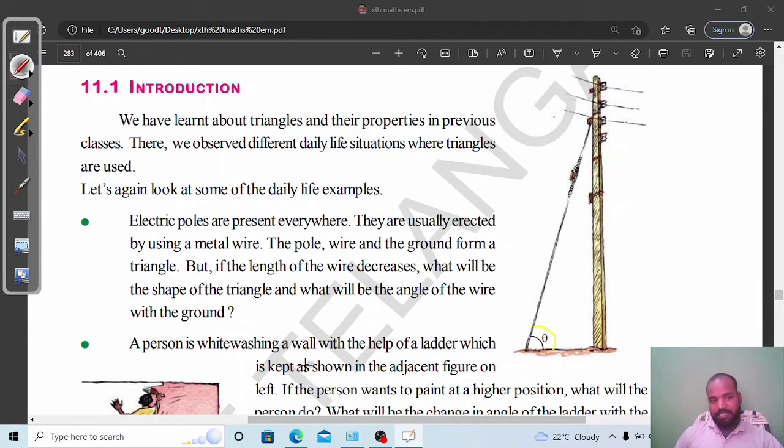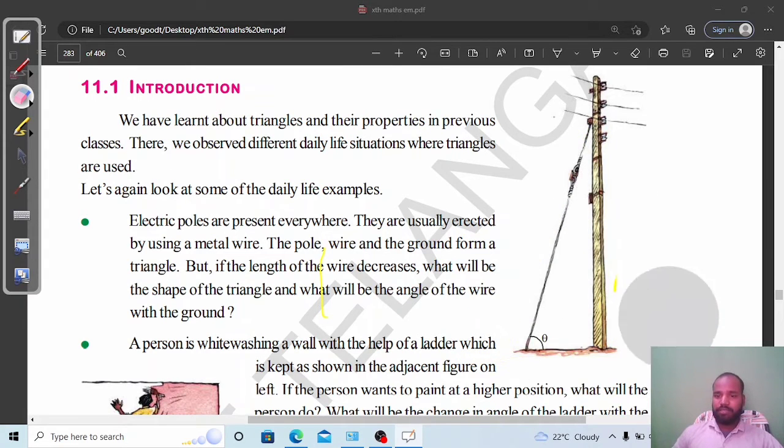This is the angle made by the rope to the pole. So there is a certain elevation here, and this is the ground. If you consider this as one triangle, this pole is one side, the base is the ground, and this rope is another side. So we are framing one triangle with this. Here so many examples are given. We will go with the examples.